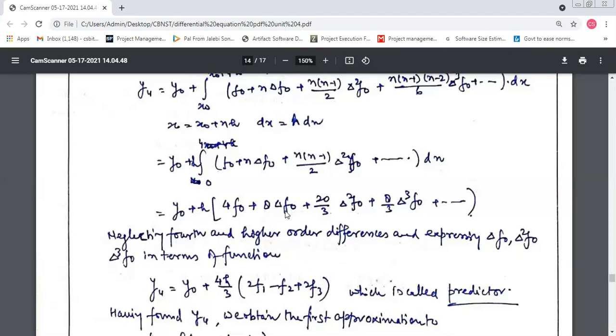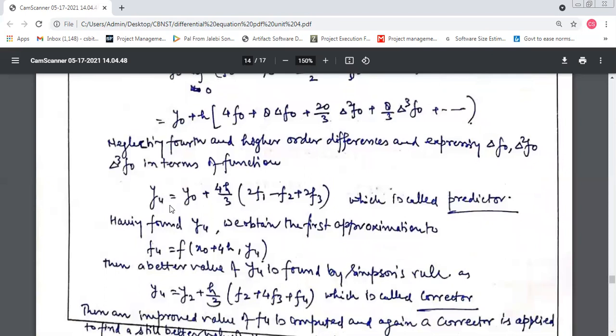If you want, you can check it by considering the difference equation and putting the values of delta f0, delta square f0, and delta cube f0. So you will get this value, that is, y4 equal to y0 plus 4h by 3, 2f1 minus f2 plus 2f3. Now this is called the predictor. This value which we are getting is the prediction of y4.